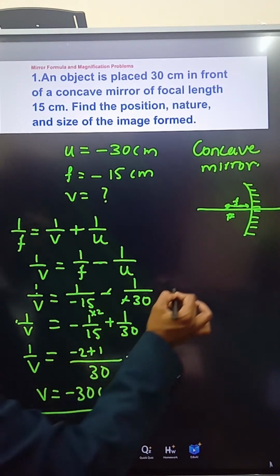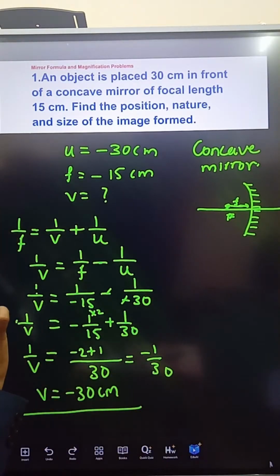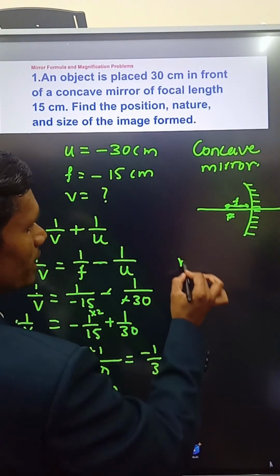Next, after this, if you want magnification, what can be done here for magnification?